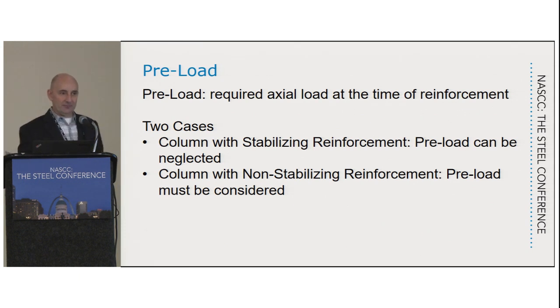But there are two cases that I'm going to show you. One is that you can kind of ignore the effects of that preload, and that's when you have stabilizing reinforcement. When you have stabilizing reinforcement, you can take the preload and the postload, add those two together, get your total load, go into the AISC specification, and calculate the strength of the column, and you're done. All right, so if you do not have stabilizing reinforcement, you have to figure out another way to do it. Probably the old allowable stress method is the only way that I know that's available right now.